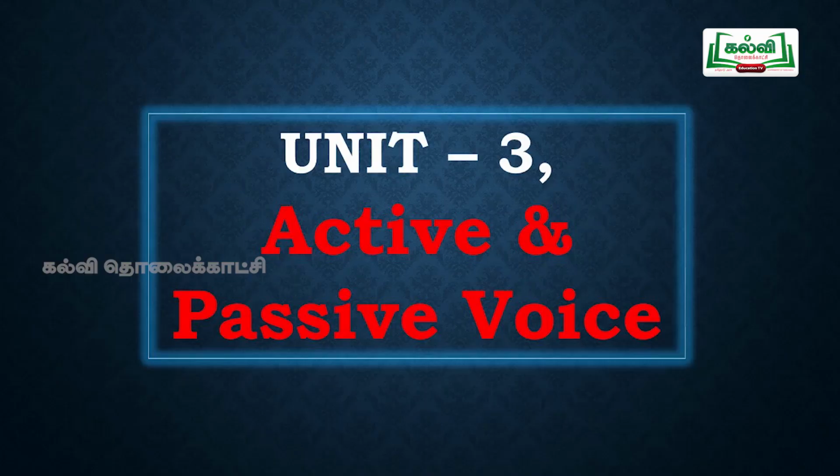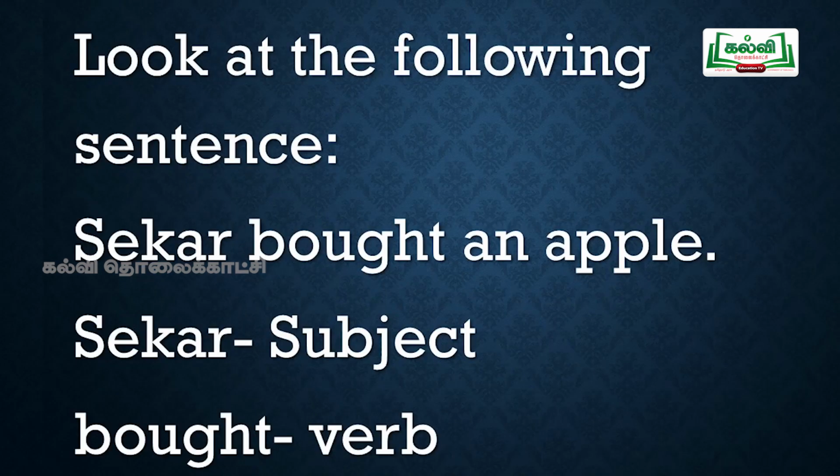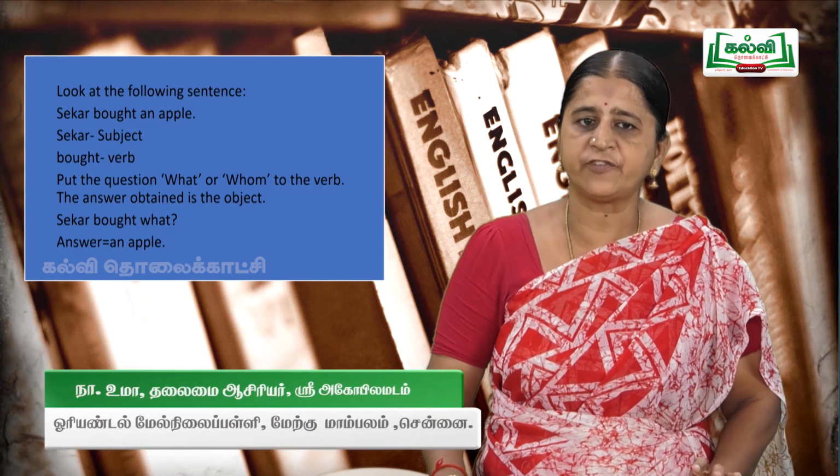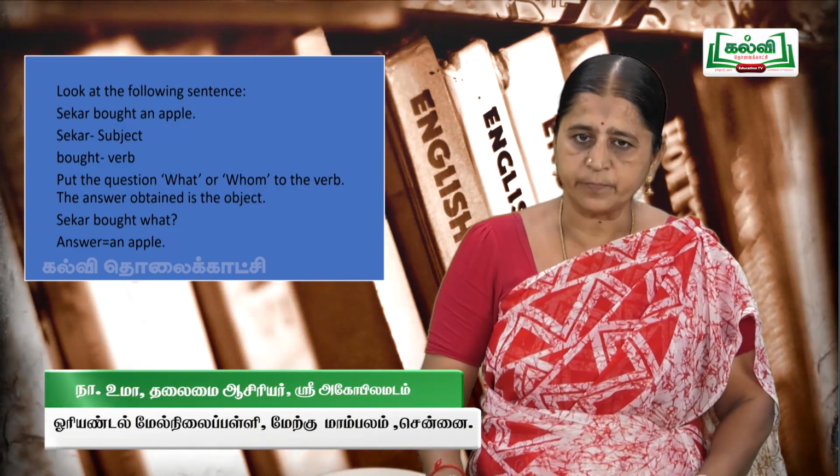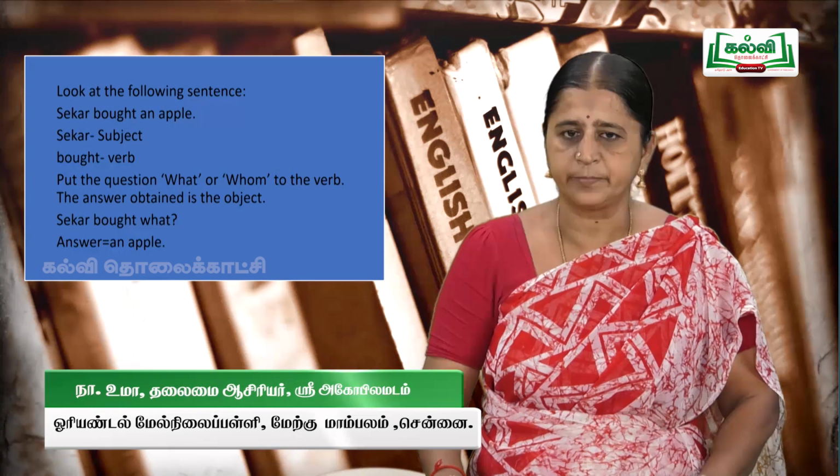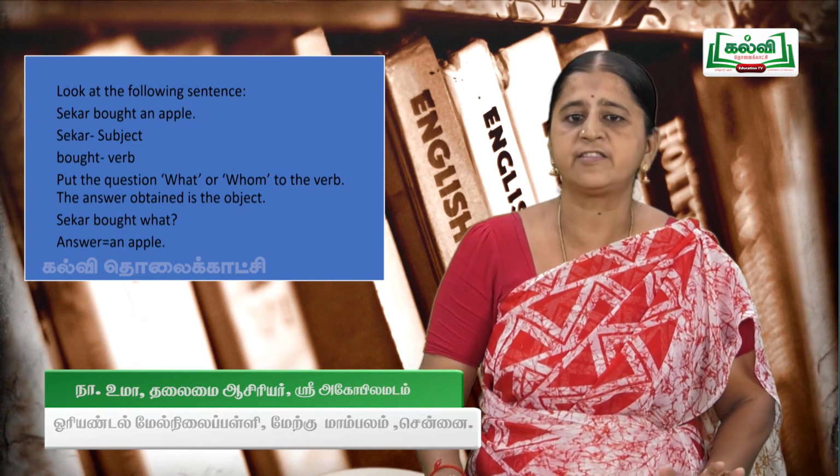Dear students of class 12, in this session of English grammar, we shall deal with the topic voice, the active and the passive. Look at the following sentence. Shaker bought an apple. In this sentence, Shaker is the subject, bought is the verb. Now, when you identify the verb, put the question what or whom to the verb. The answer that you get is the object.